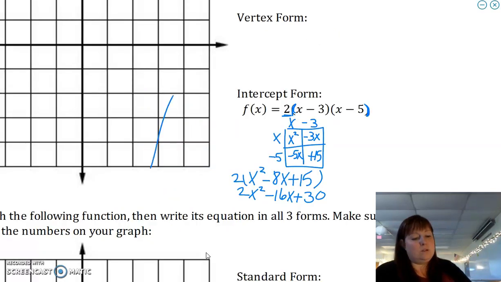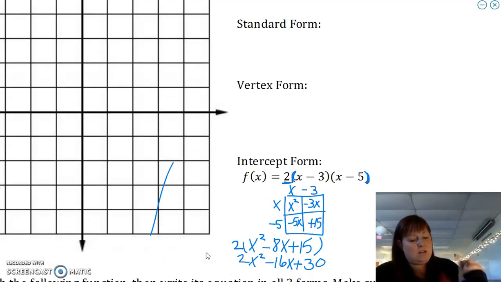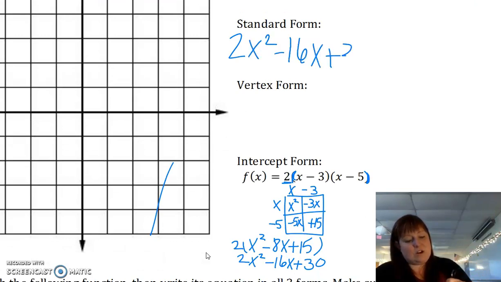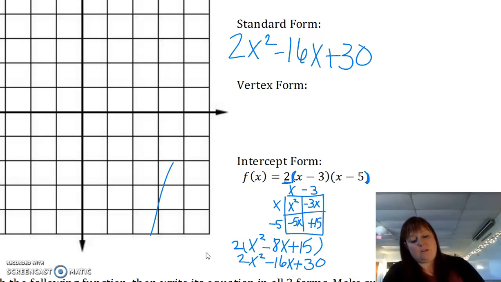So let's come on up here to standard form and we can write that in. 2x squared minus 16x plus 30. All right, so that's our standard form. And now we just need vertex form. So vertex form, we find the vertex and then we just write it.